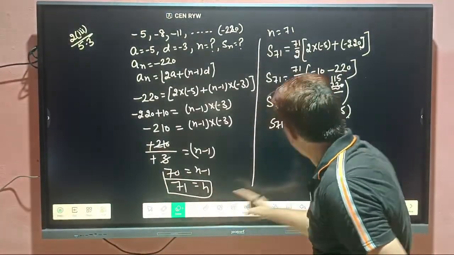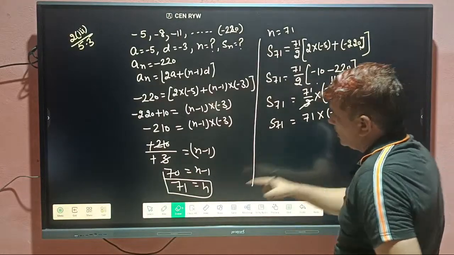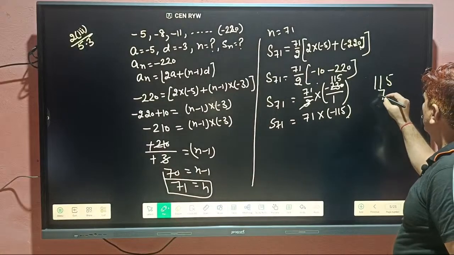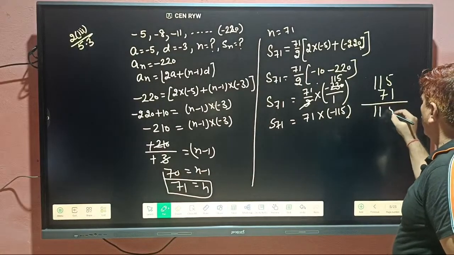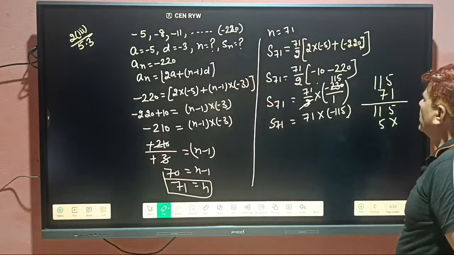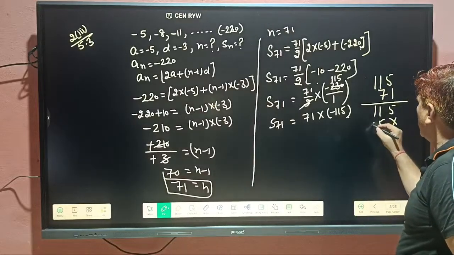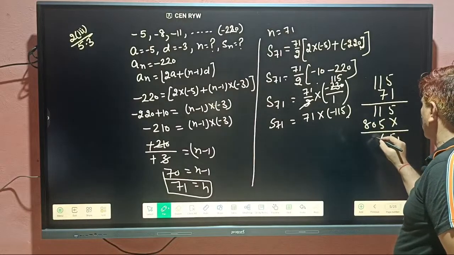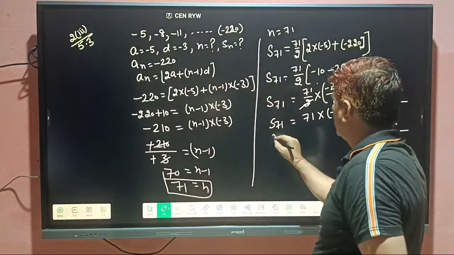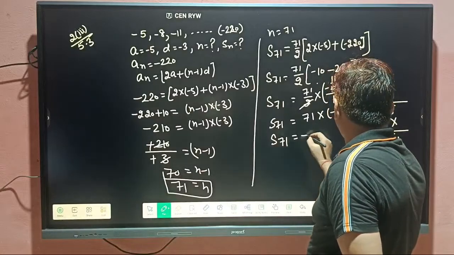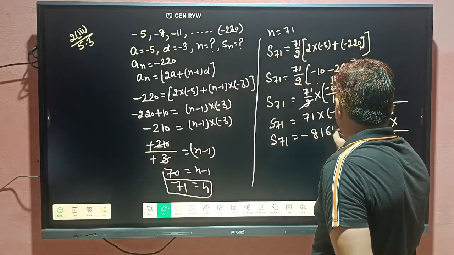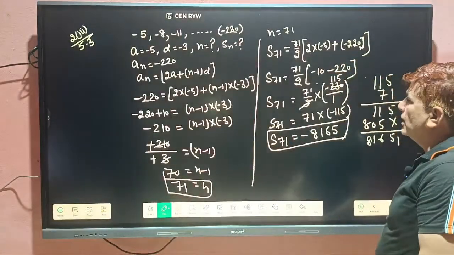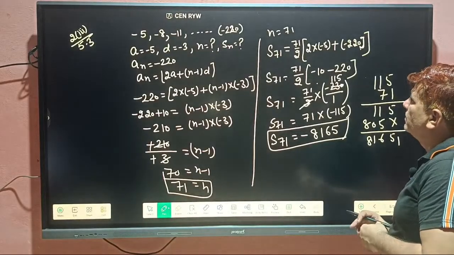You can calculate this. This 115 we can write here, it's multiplication with 71. So as it is we can write 7 5s are 35, 3. 7 1s are 7 plus 3, 10, 1. 7 7s are 49, plus 1, 50. So 5, 6, 1, 8. So S71 equal to minus 8165. This is the sum of these terms.